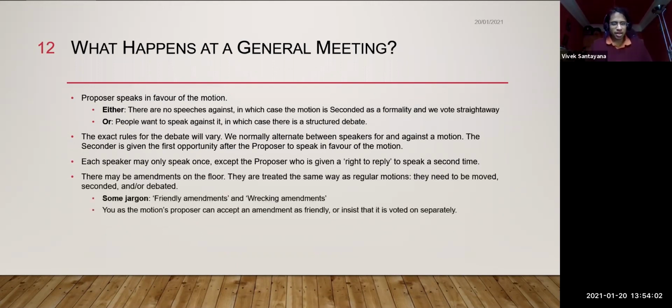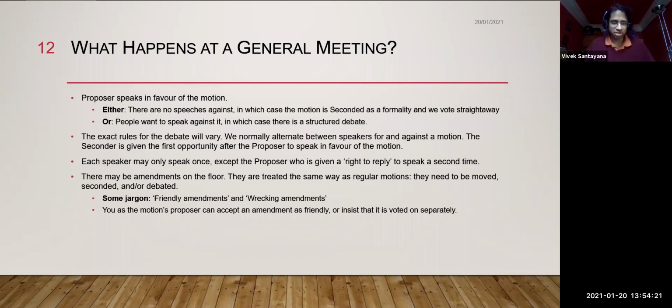And then people can recommend amendments on the floor. The way this works varies from meeting to meeting, and the procedure can vary depending on the standing orders. Amendments are treated the same way as regular motions. They need to be moved and seconded and debated on the floor.